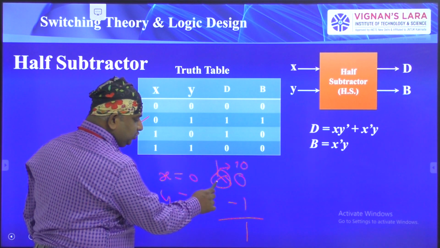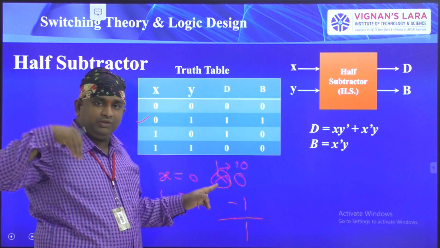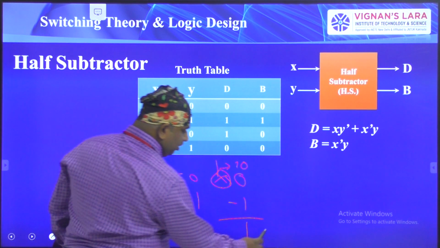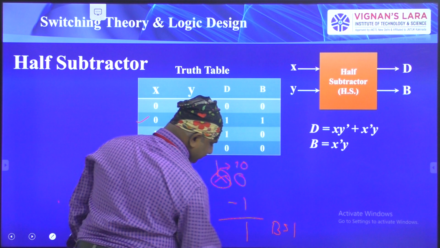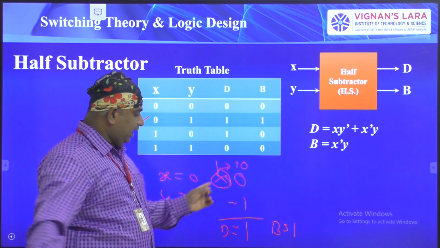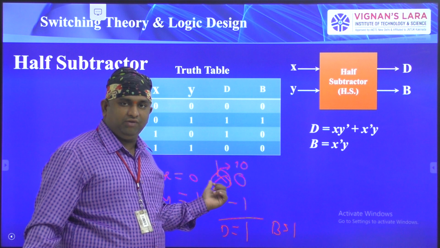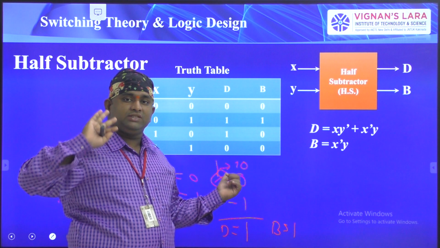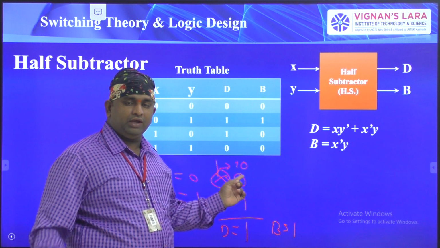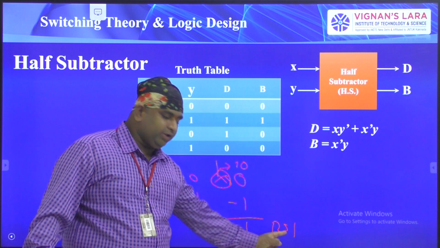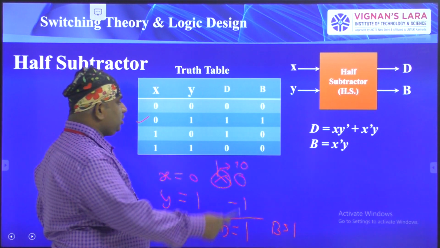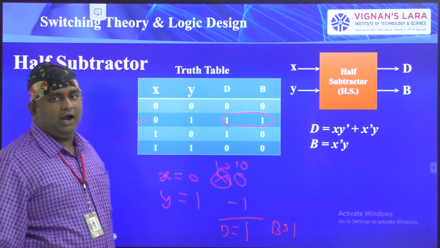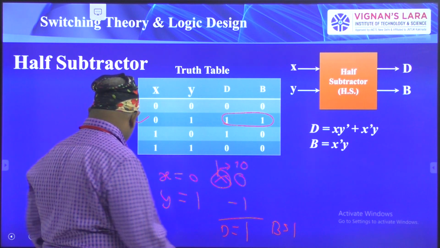So the answer is 1. But here actually we are assuming that we have a value, but we don't have a value; we have taken some borrow. We are assuming that some value is there, so for that reason we have taken some 1 as borrow. Only 1 as borrow. So here borrow is equal to 1 and difference is equal to 1. So in this case, I have written difference is equal to 1 and borrow is equal to 1.